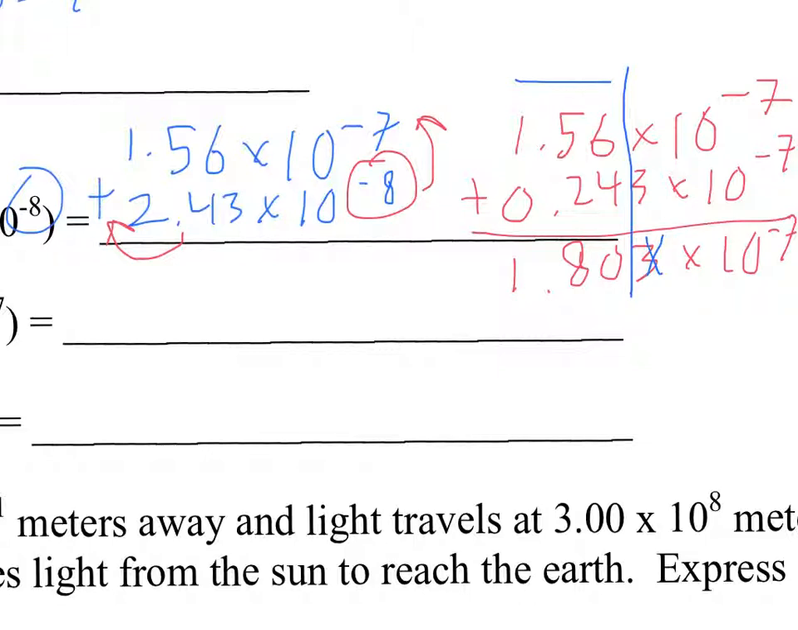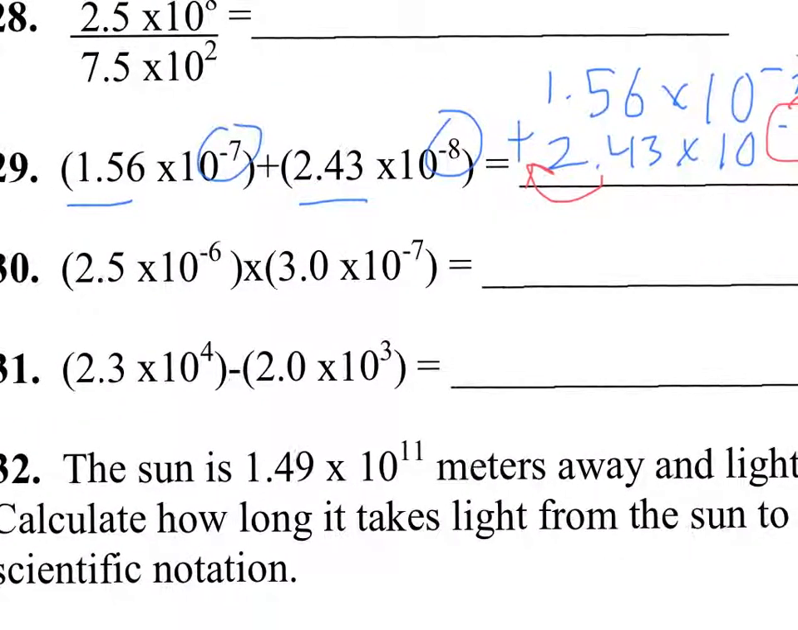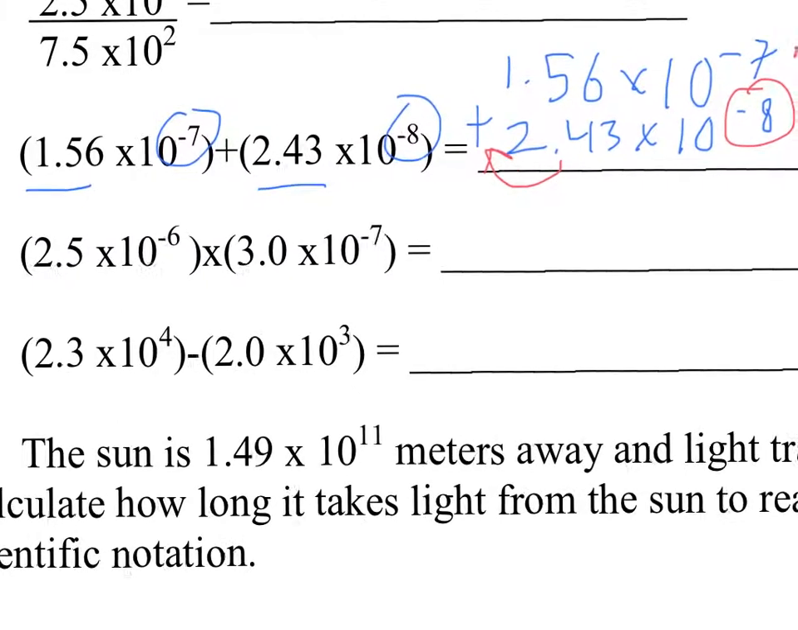The 3 has fallen past our line of significance because its place value is too small. However, we could round across this line if that number was greater than 5. Now let's move on to the next one. We have multiplication. This is question number 30.